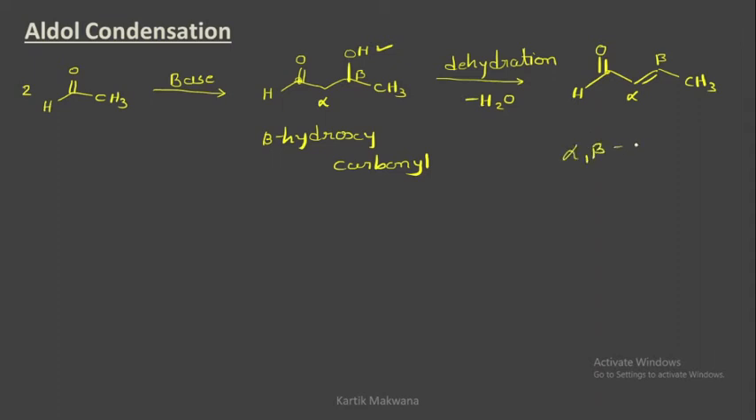Alpha beta unsaturated carbonyl compound. From the aldol condensation reaction, we will get the alpha beta unsaturated carbonyl compound. So here is the overview of the aldol condensation reaction. Now we will see the mechanism. We will go for the mechanism and we will try to keep it simple. We are not going into complicated reaction steps, right? So we will go for the mechanism.